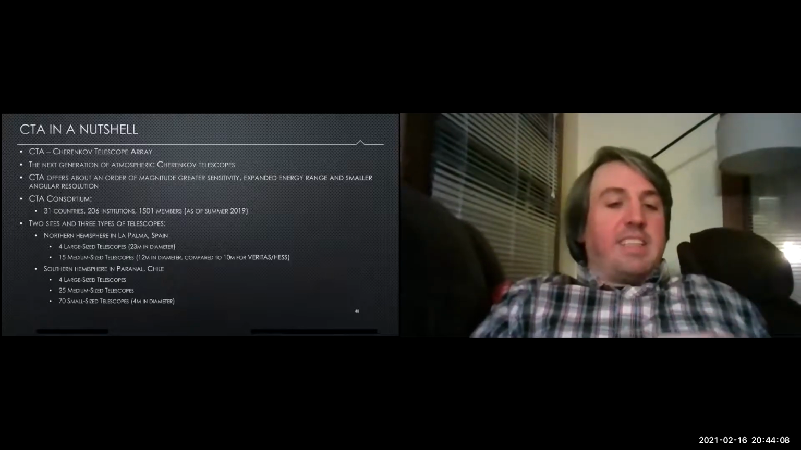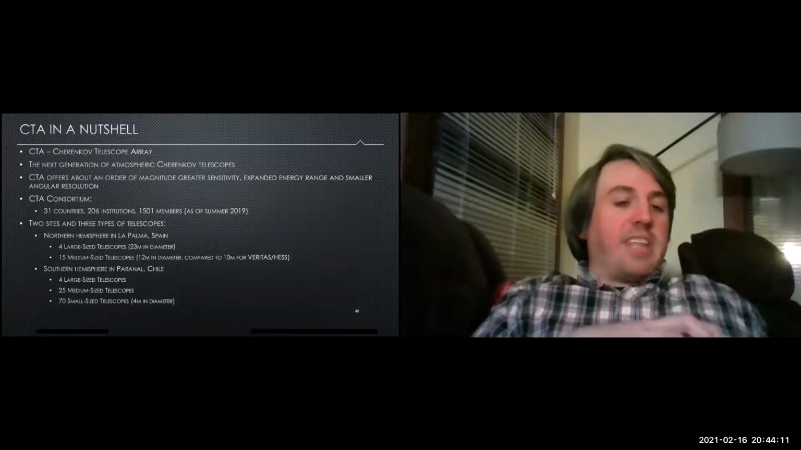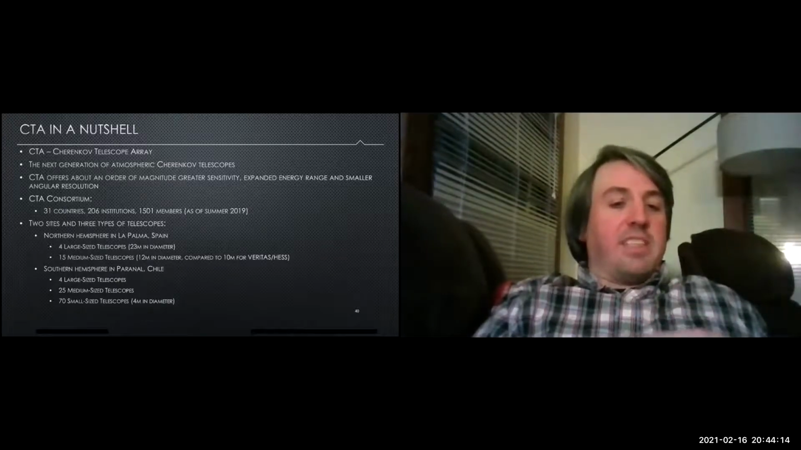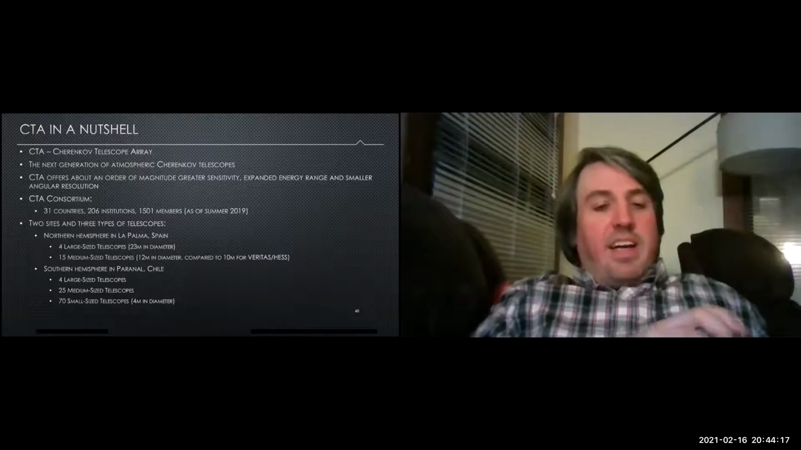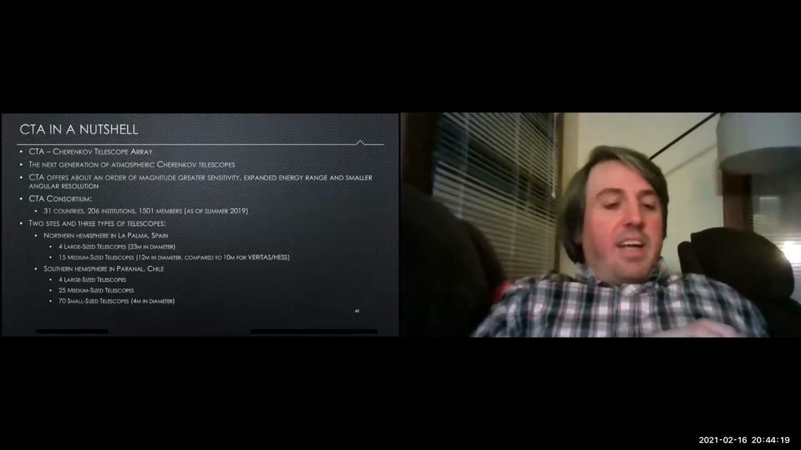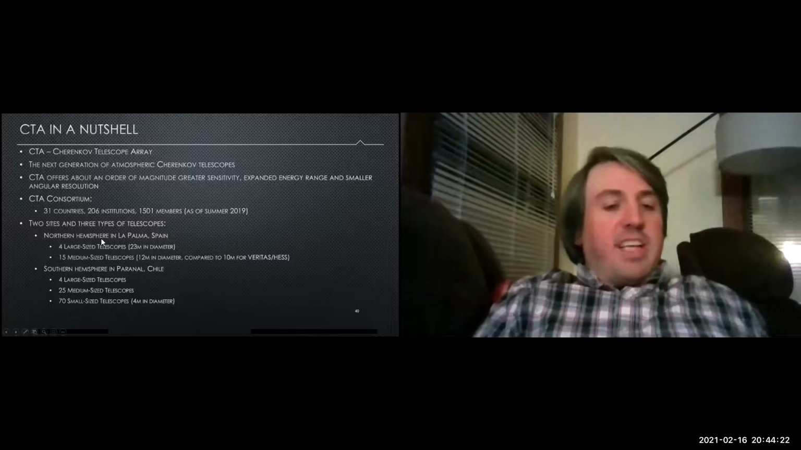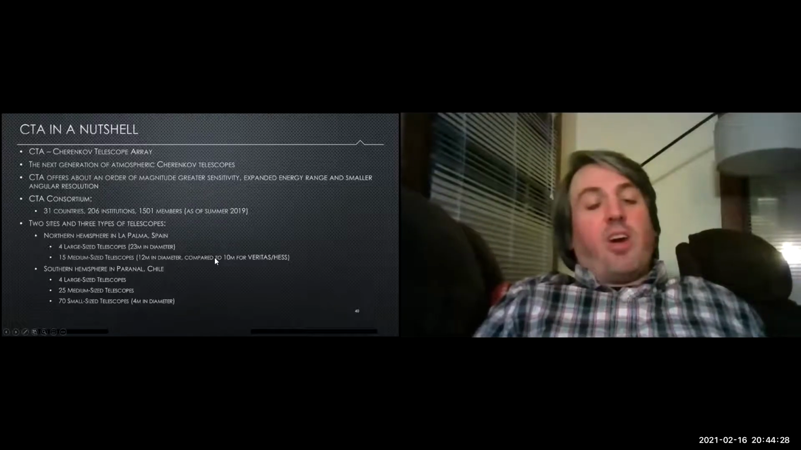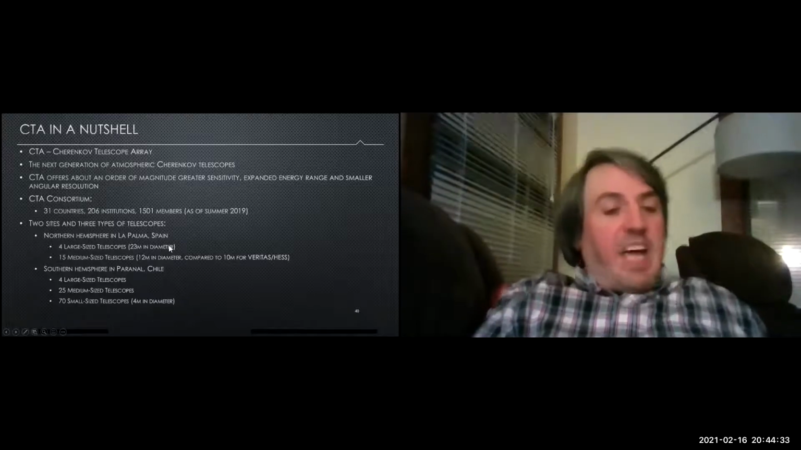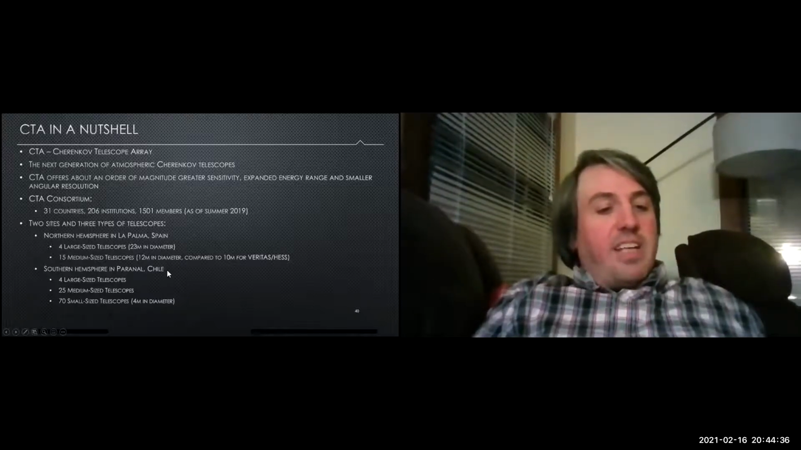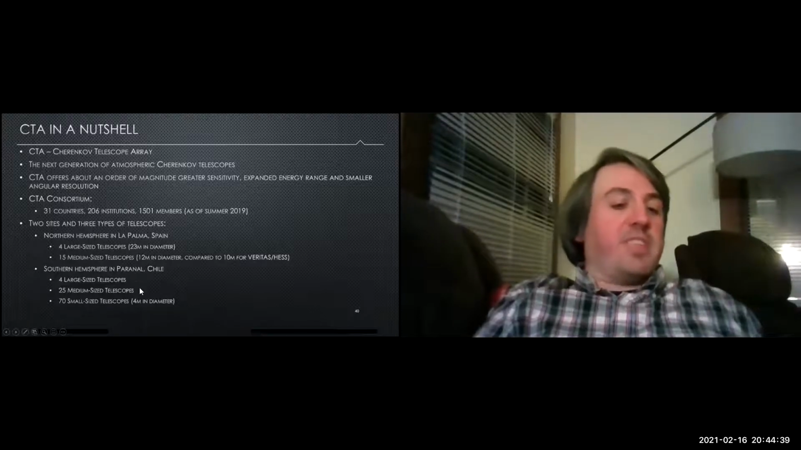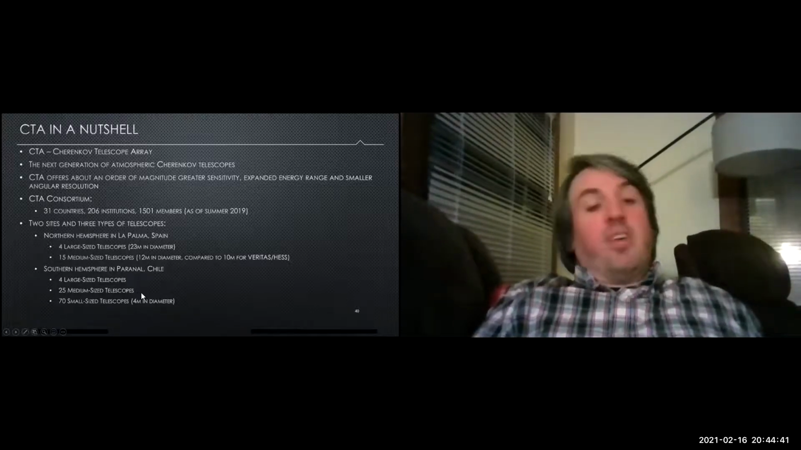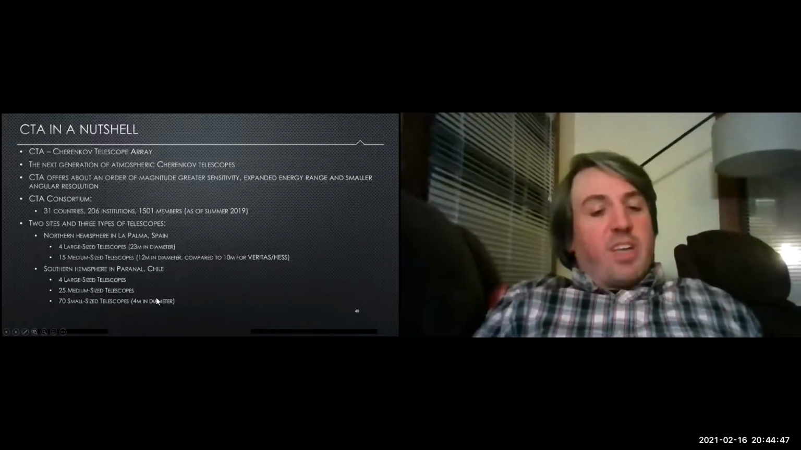So there's going to be 2 sites and 3 different types of telescopes: a northern site and a southern site. The northern site's going to be in La Palma in Spain, in the Canary Islands. That's going to have 4 large-sized telescopes and 15 medium-sized telescopes. I should say that VERITAS's are all medium-sized telescopes. The large telescopes are twice the diameter. The southern hemisphere is going to have 4 large-sized telescopes, 25 medium-sized telescopes. Oh, I was way off, I should have said more than 36. And 70 of the small-sized telescopes, which are about 4 meters in diameter.